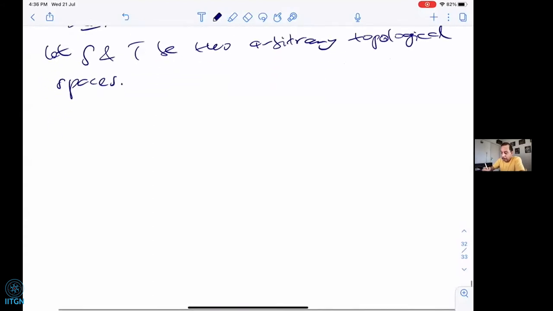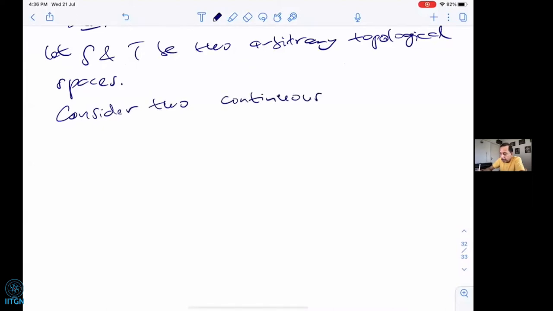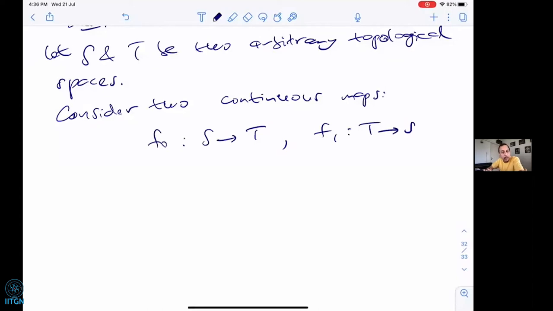Now consider two continuous maps. F0 goes from S to T, and F1 is a different map which goes from T to S. They are only continuous, no other properties are assumed, not bijection, and F0 and F1 have no relation to each other in principle. Sorry, awful thing I said. Two different maps, both from S to T. That was a senior moment.